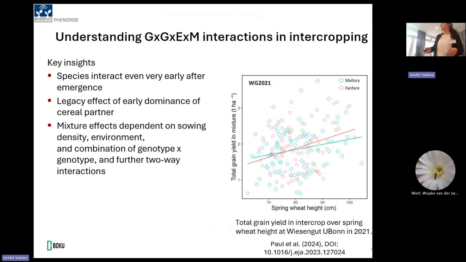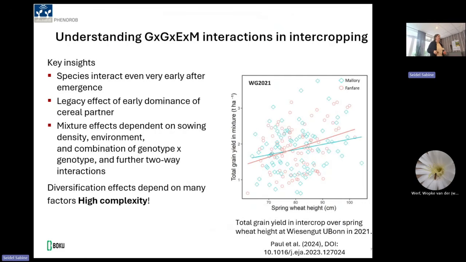And then, of course, the mixture effect depends on sowing density, the environment, and the combination of the 2 genotypes. But we could not really find out what actually was key. And one of the outcomes is really that it's very complex to analyze these experiments. Even with all this effort we did in this experiment, you can imagine how much work it was, it was really difficult to draw general conclusions. So which crop traits are key? It wasn't the plant height. And what are the effects of management and environment?